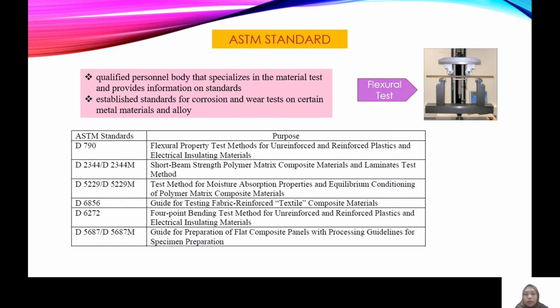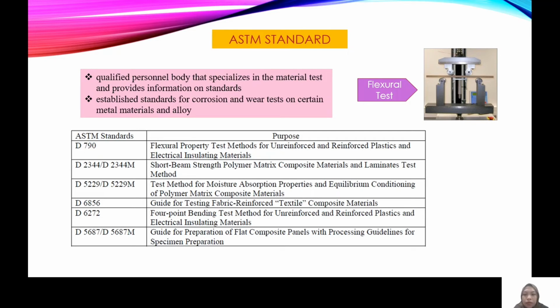Next is ASTM standard. ASTM International, previously known as the American Society for Testing and Materials, is a qualified body that specializes in material testing and provides information on standards. Its main objective is to ensure compliance with quality requirements and standards when using materials for engineering projects. ASTM has established standards for corrosion and wear tests on certain metal materials and alloys.